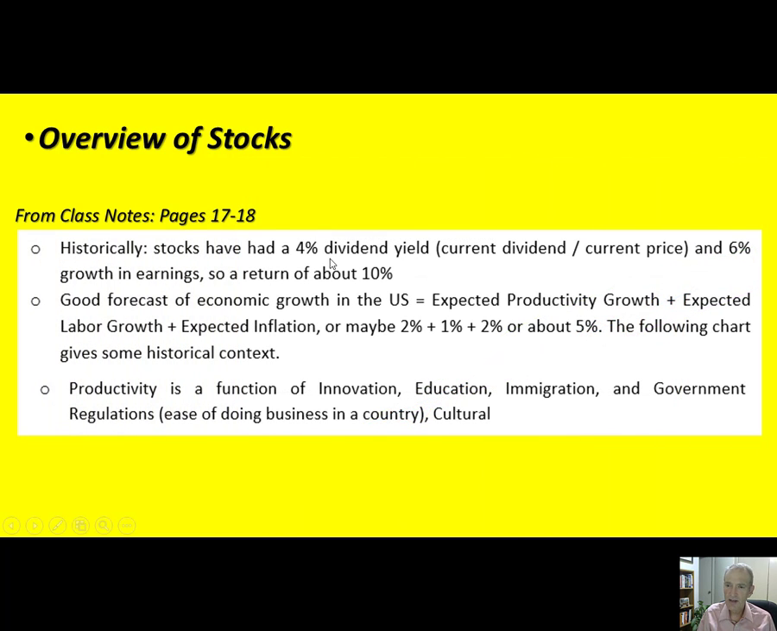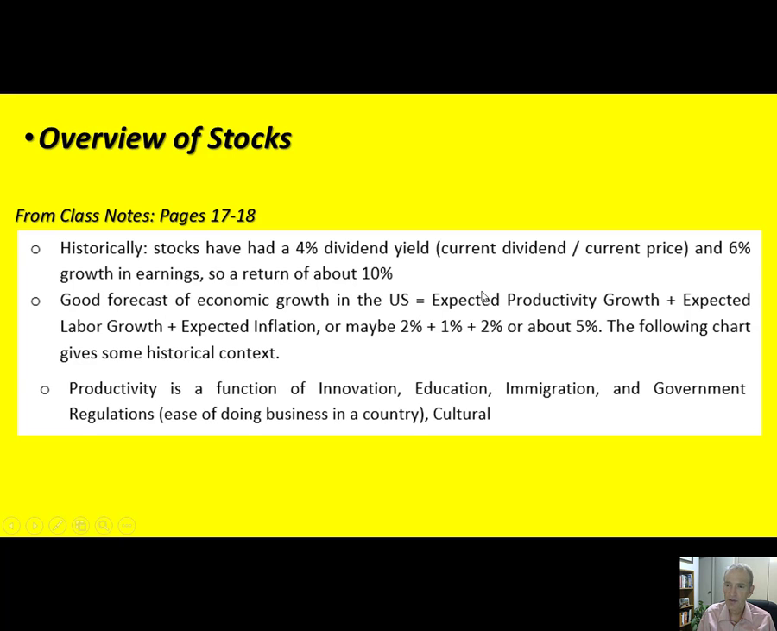So historically, stocks have had a really high yield, like 4%. Today, it's less than 2%. And earnings growth, as I just showed you, has been about 6%. So historically, stocks have given us about a 10% return. Now going forward, the dividend yield is going to be much, much lower, and economic growth will be lucky to get us to 5%. So you expect maybe, now let me show you where economic growth comes from.